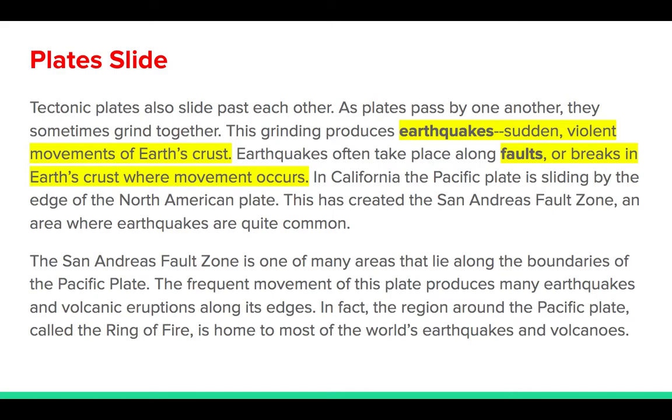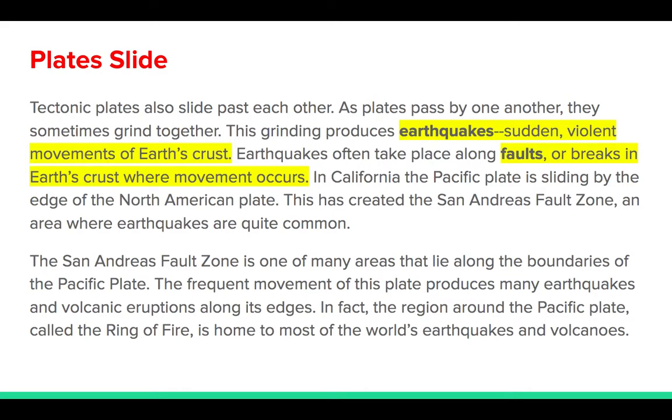This grinding produces earthquakes, sudden violent movements of Earth's crust. Earthquakes often take place along faults, or breaks in Earth's crust where movement occurs. In California, the Pacific plate is sliding by the edge of the North American plate. This has created the San Andreas Fault Zone, an area where earthquakes are quite common.